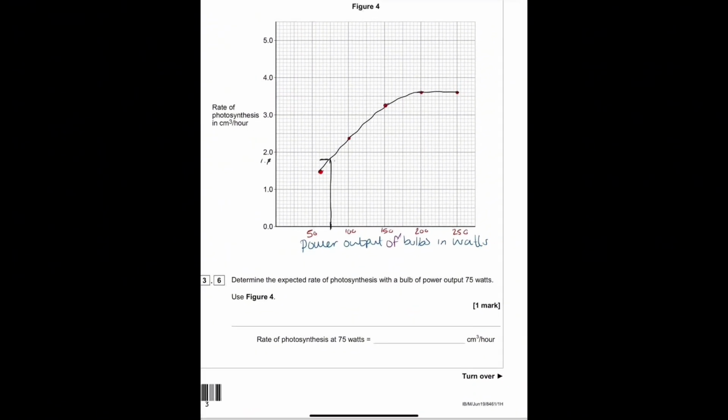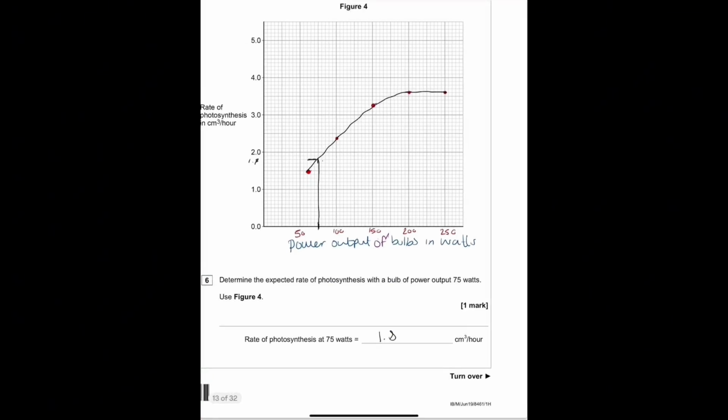And that is your answer. That's the rate of photosynthesis at 75 watts, and that's going to be 1.8. You can get a range of answers, as long as it's between 1.8 and 1.9, if no line of best fit or incorrect graph is drawn, okay? Right, but I've got the answer as 1.8, and this is how you would work it out.